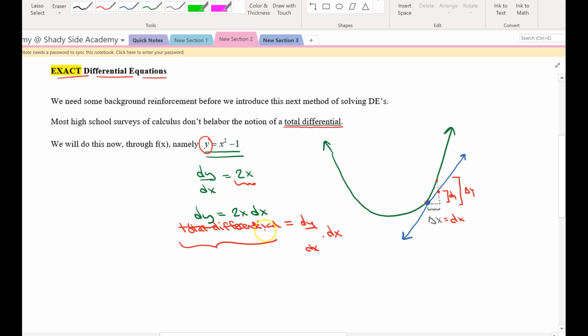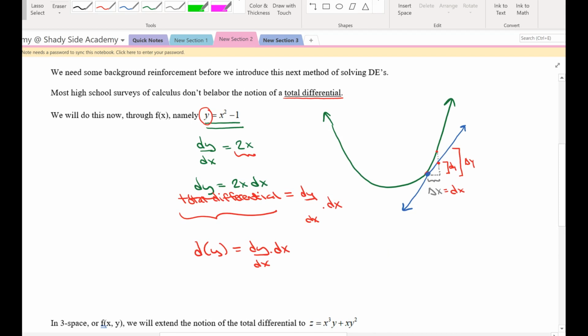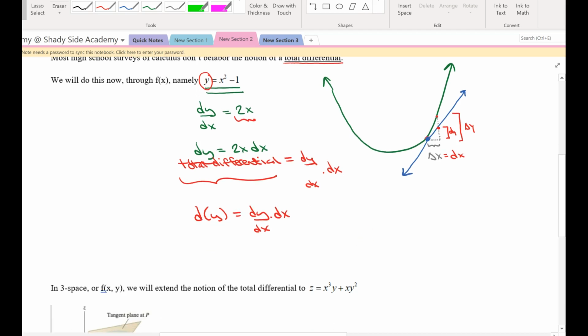And we can certainly write total differential. We can also write this: the total differential of y is dy dx times dx. Okay, just another way of talking about the derivative and really honing in on the idea of the change in the value of y, which is the function, by way of the local linear approximation. And I have that written down at the bottom of the page here.